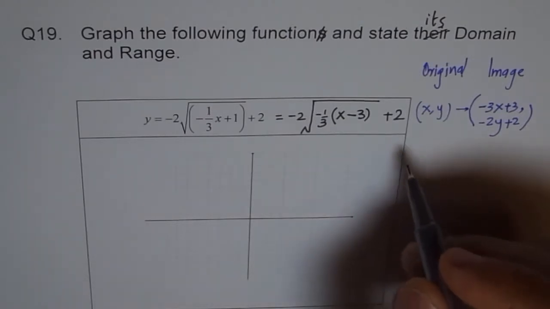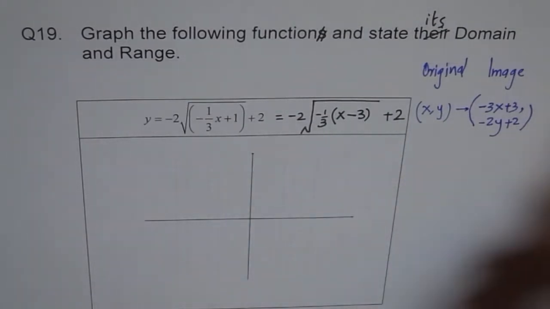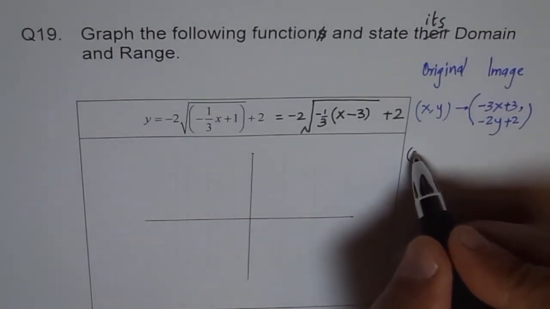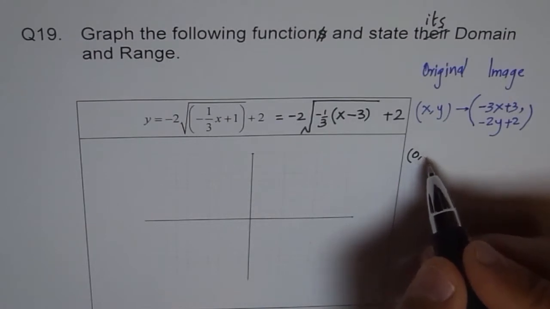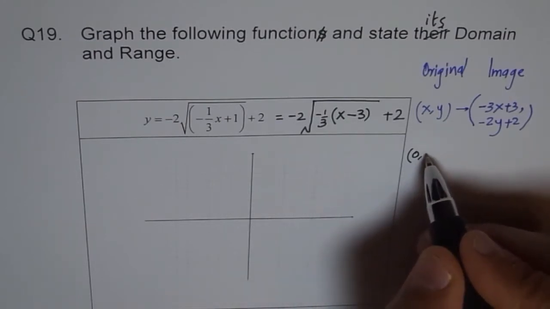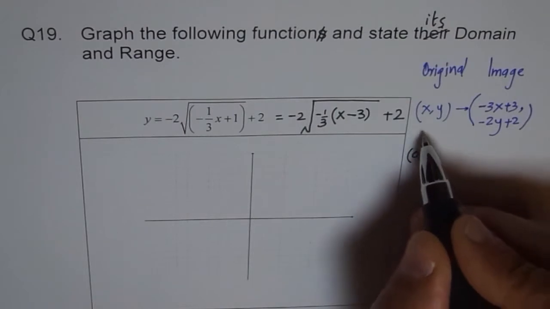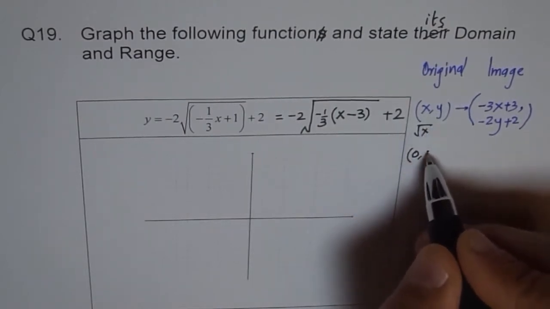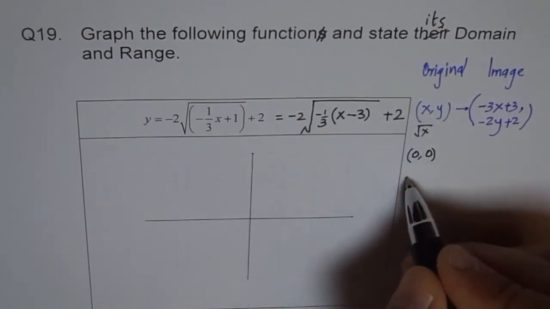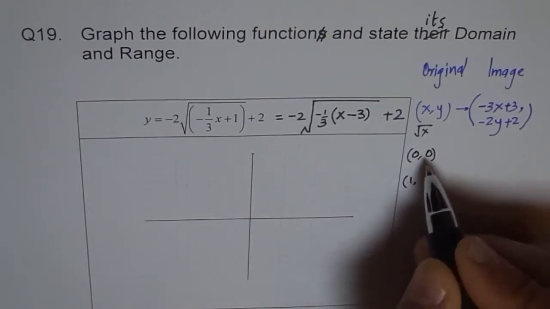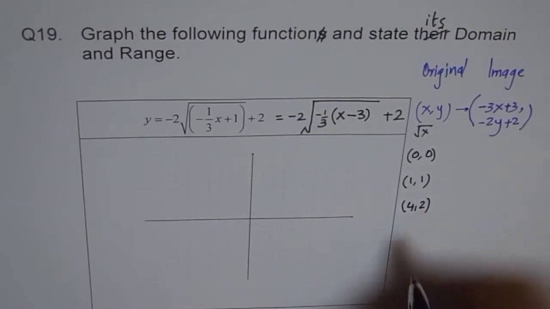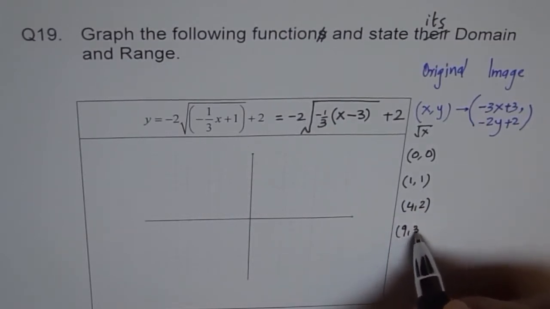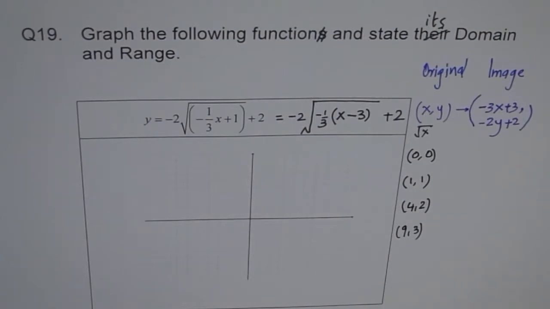So let's take some key points. For a square root function, the key points start at 0, and its domain is in the first quadrant. Its domain is greater than or equal to 0. So at 0, for the square root function, we have 0, 0. The other key point is at 1, square root of 1 is 1. Then square root of 4 is 2, and square root of 9 is 3. So these are your key points.